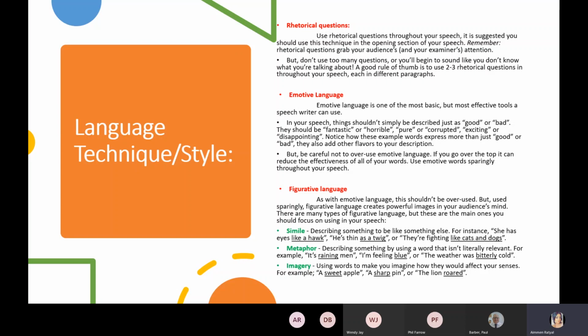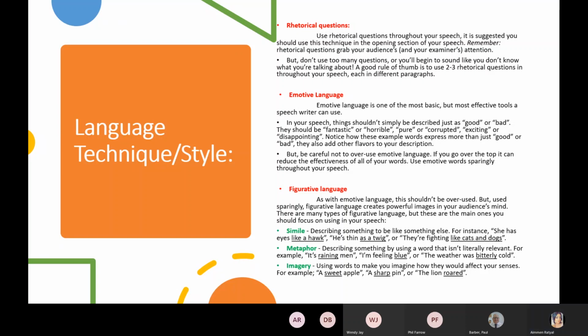Be careful not to overuse emotive language, because if you go over the top, it'll reduce the effectiveness of your work. Use emotive words sparingly throughout your speech. Even if you start to use too much of them, it will start losing the flow of your writing, and it might not even make sense to the examiner. To you, it might make sense. To the examiner, it might not. Just be careful with how much of it you're trying to use.